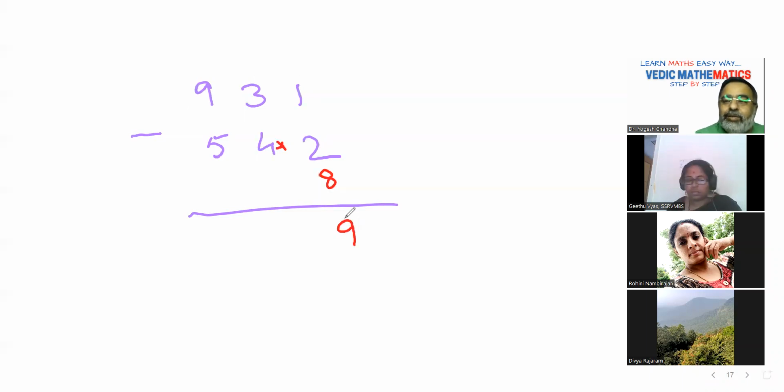Again, we cannot subtract 5 from 3. So I take a complement and put a Shuddha sign. 3 plus 5. See, earlier we were subtracting 5 from 3. Now we are adding 5. How the things change. And 9 minus 6 is? 389, sir. 389.